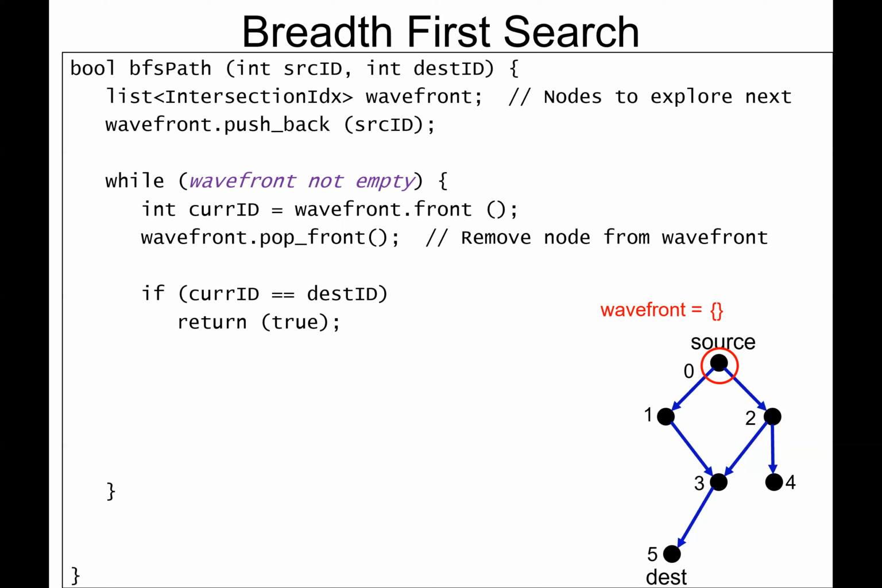If I'm not at the destination, what should I do? So this source, I've taken it out of my wavefront, I've checked, am I at the destination? I'm not, destination is down here. What do I do next? I shouldn't give up, I should do something else. So any ideas? What should I do? In depth first search, we recursed. We're not going to recurse. So what are we going to do instead?